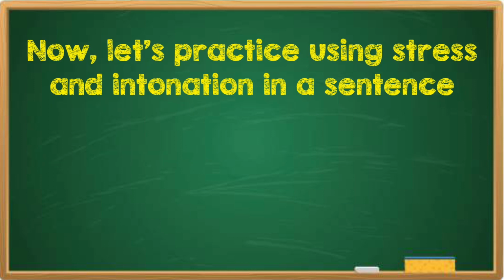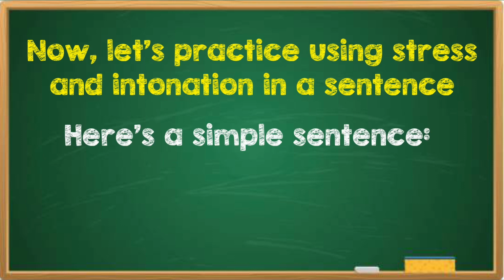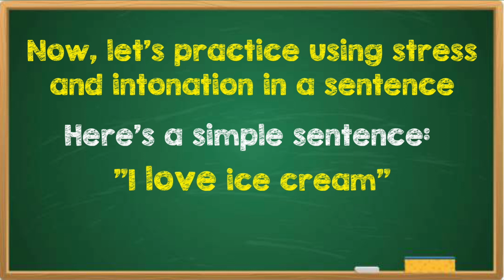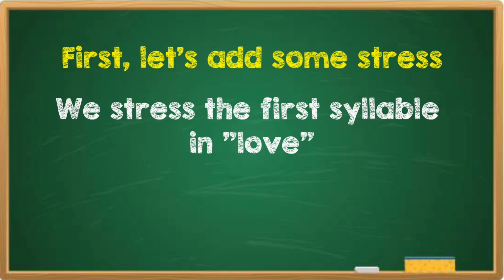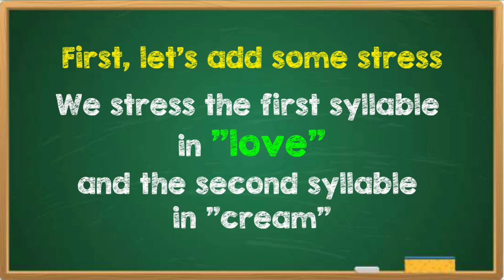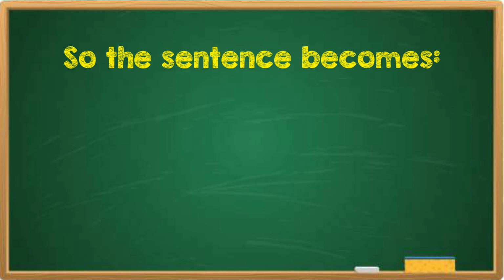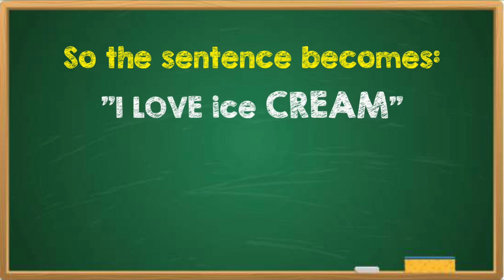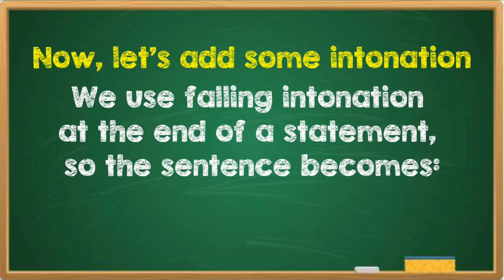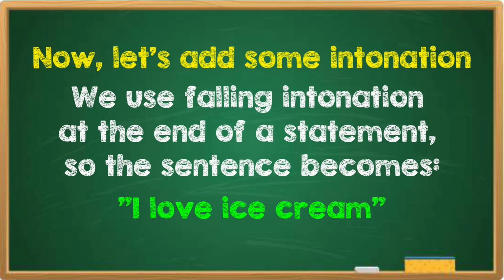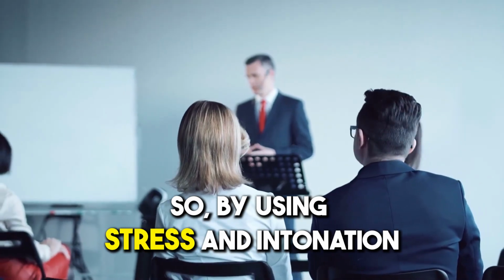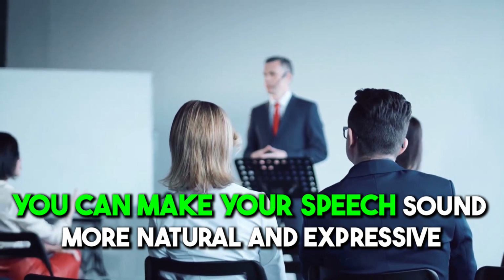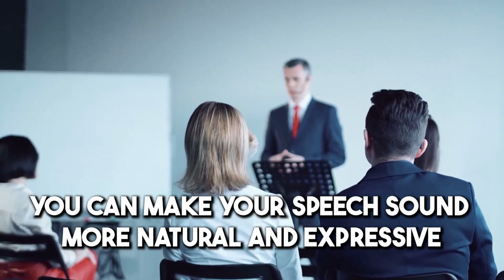Now let's practice using stress and intonation in a sentence. Here's a simple sentence. I love ice cream. First, let's add some stress. We stress the first syllable in love and the second syllable in cream. So the sentence becomes, I love ice cream. Now let's add some intonation. We use falling intonation at the end of a statement. So the sentence becomes, I love ice cream. So by using stress and intonation, you can make your speech sound more natural and expressive.